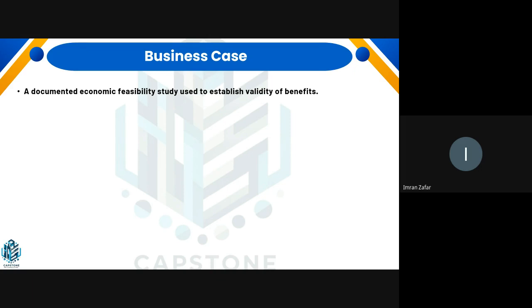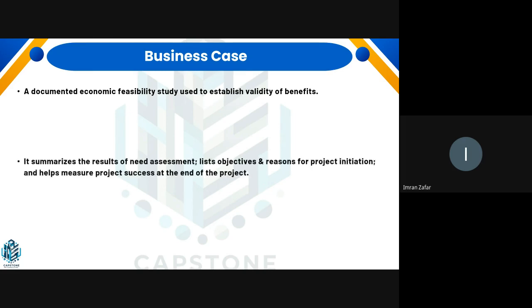All right. So basically, what is a business case? A business case is, as I said earlier, a documented economic feasibility, which we use to establish the validity of benefits that we are trying to achieve. Mostly, it is for the consumption of the management or the stakeholders who are going to give you the support structure to carry on with that proposal. It's to support their decision making, whether they see it as a beneficial project for the organization or not.